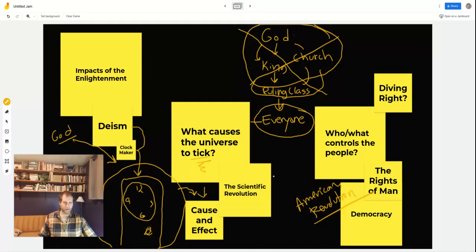And so this is going to be one of the things that fuels or spurs the scientific revolution. And this belief that cause and effect is championed. And so if we have a cause and effect or a clockmaker universe, it begs the question, who controls the people and why do they control the people? If God didn't dictate every single outcome, but just set up this system of rules, why is the king the king?